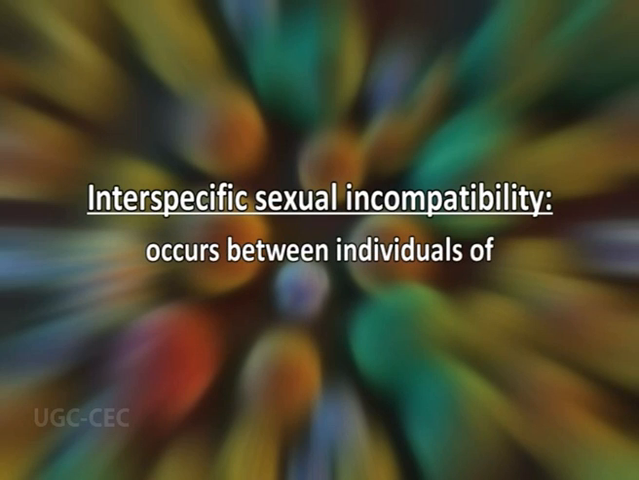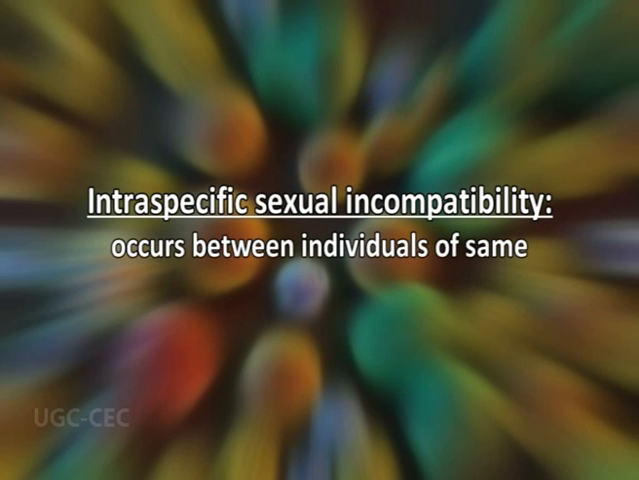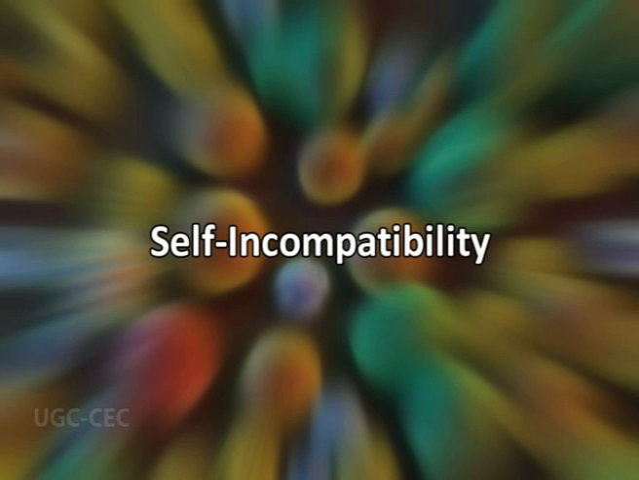Number one, interspecific sexual incompatibility, which occurs between individuals of different species. Number two, intraspecific sexual incompatibility, which occurs between individuals of the same species. This is also known as self-incompatibility. The incompatibility reactions are under the control of the S gene.